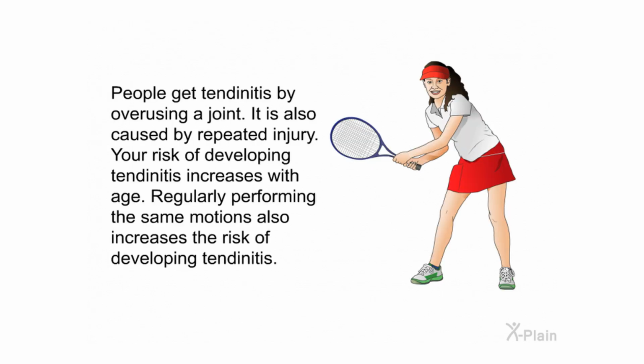Summary. People get tendinitis by overusing a joint. It is also caused by repeated injury. Your risk of developing tendinitis increases with age. Regularly performing the same motions also increases the risk of developing tendinitis.